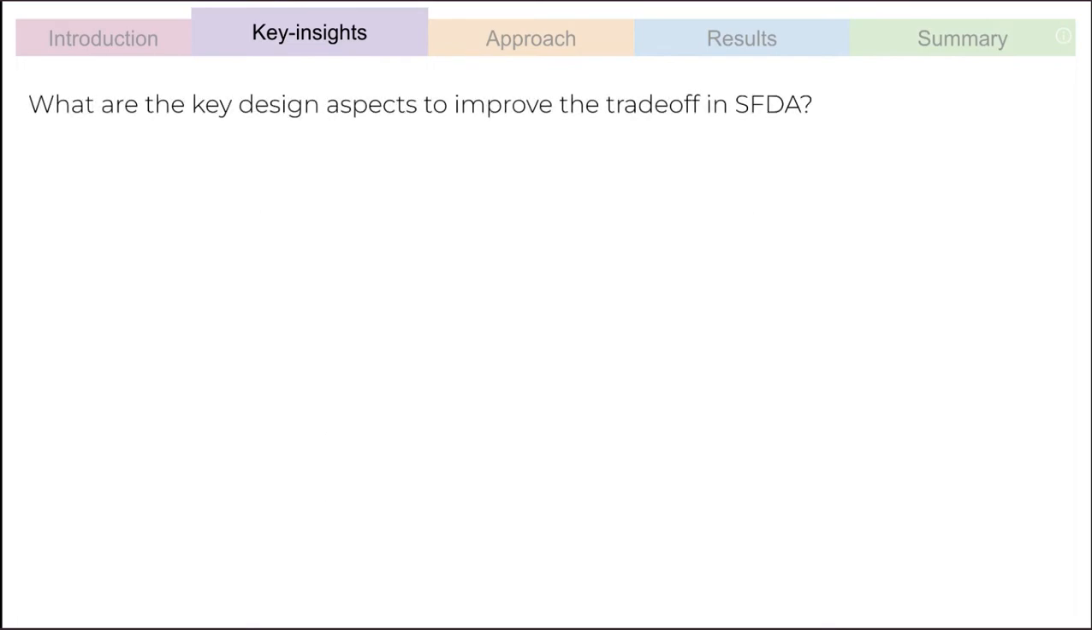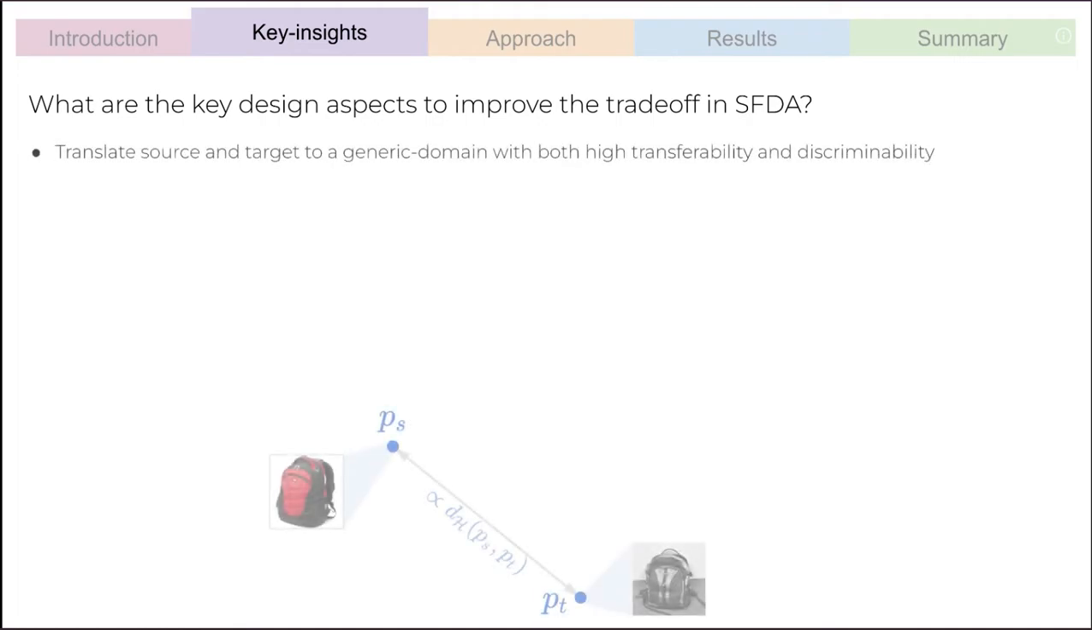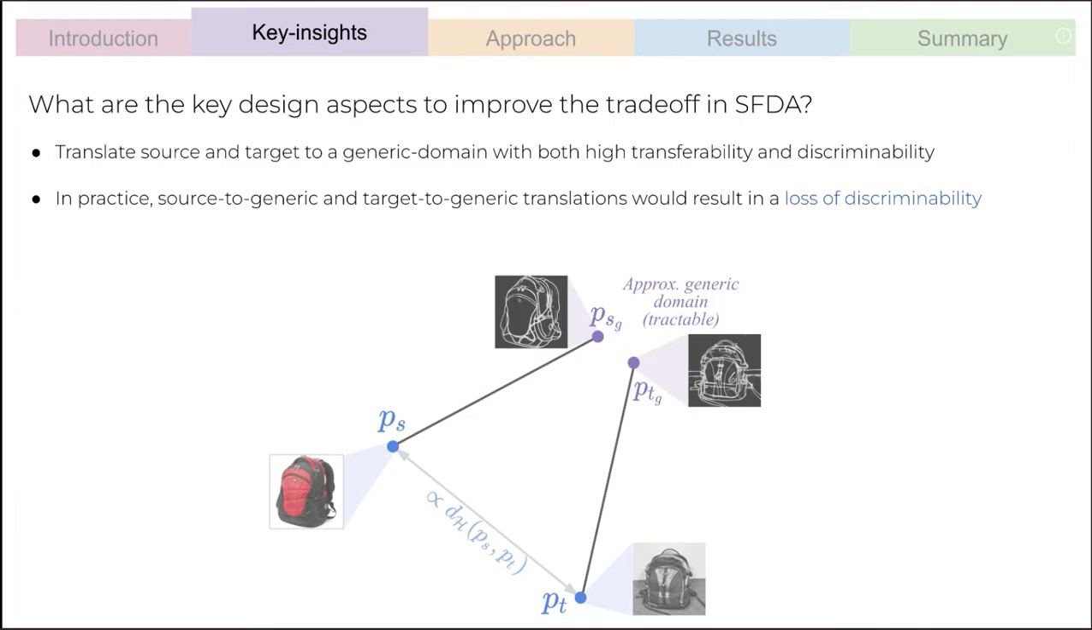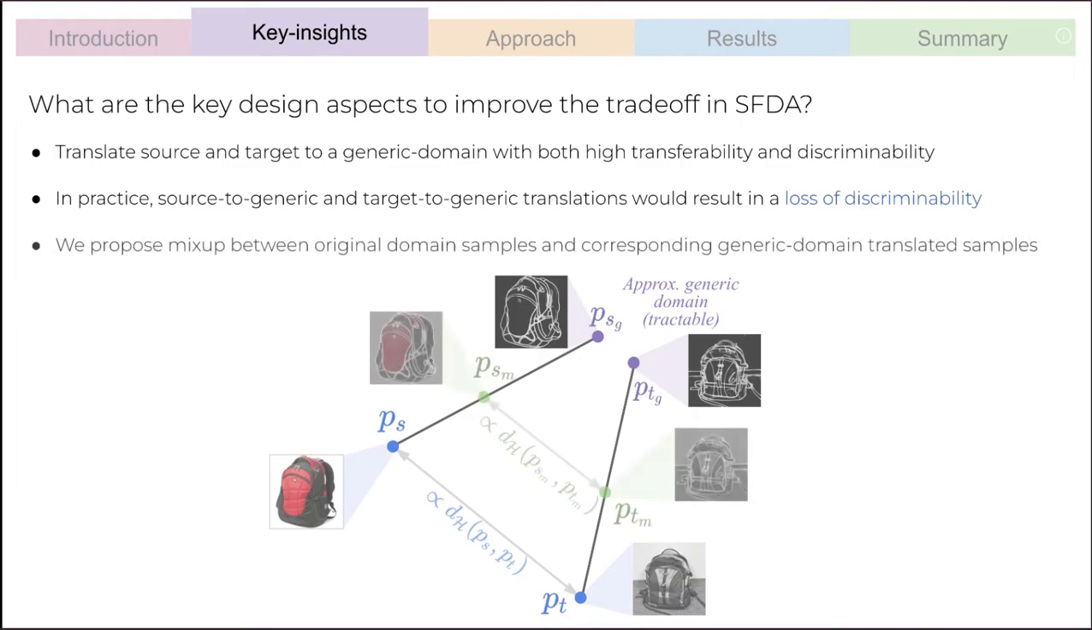Now, what are the key design aspects to improve the trade-off in SFDA? A naive solution is to translate source and target to a generic domain with high transferability and discriminability. But such translation leads to loss of discriminability. Thus, to strike a balance, we propose mix-up between original and corresponding generic domain translated samples. Next, we describe our approach.